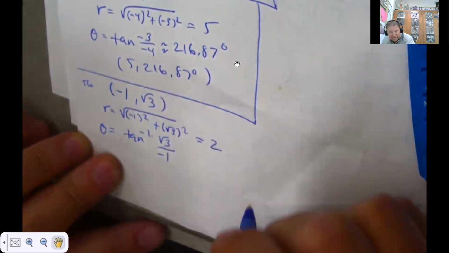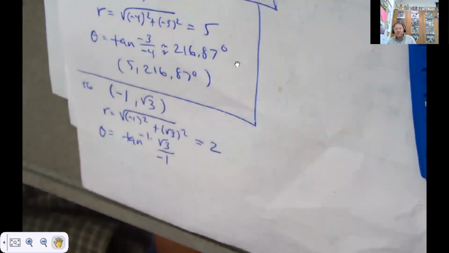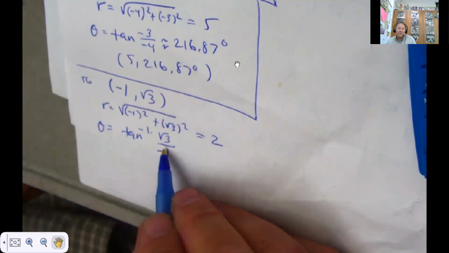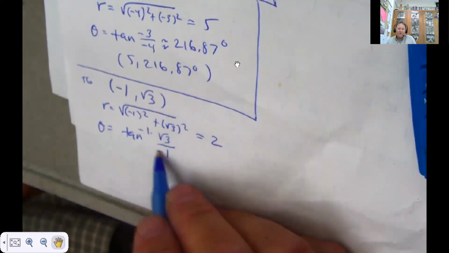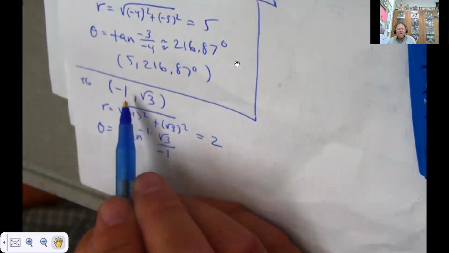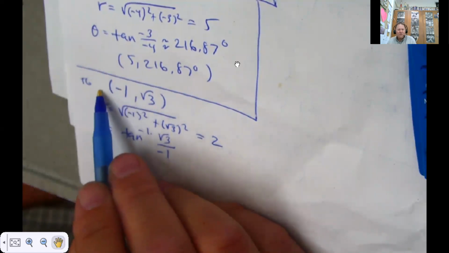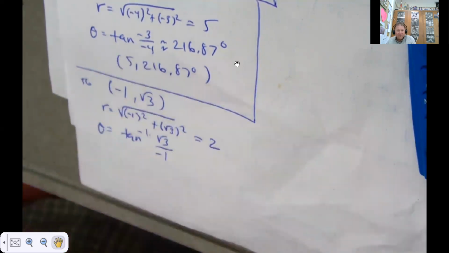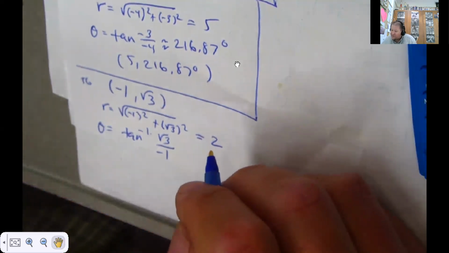So I would do it this way. I would not get a calculator for this one because it's a unit circle value. The tangent of a 60-degree reference angle is root 3 over 1, or root 3. And then I would just go, okay, I know it's a 60-degree reference angle in one of the quadrants, but what quadrant am I supposed to be in? I'm supposed to be left 1 and up, which is quadrant 2. So a 60-degree reference angle in quadrant 2 is going to be equal to 150 degrees.